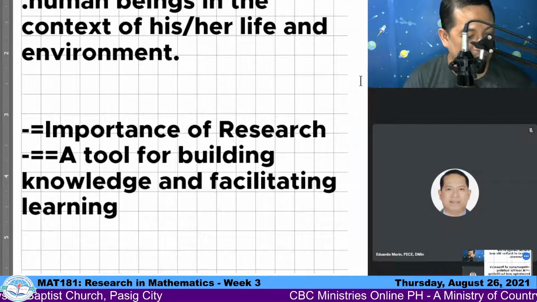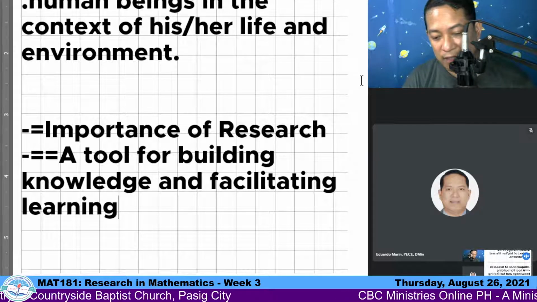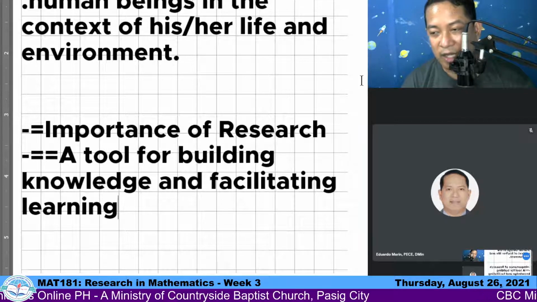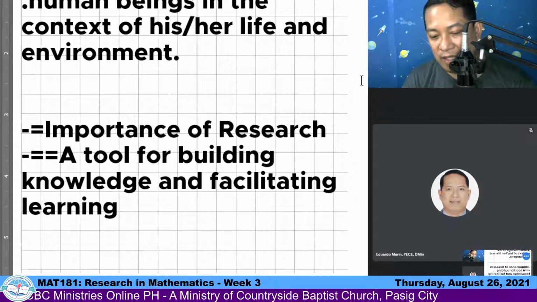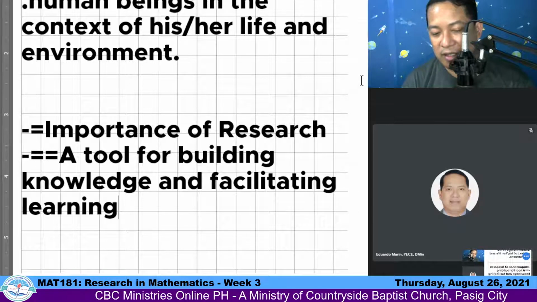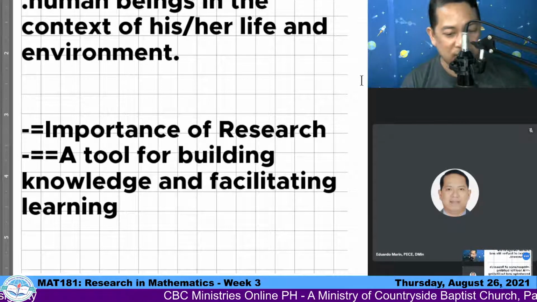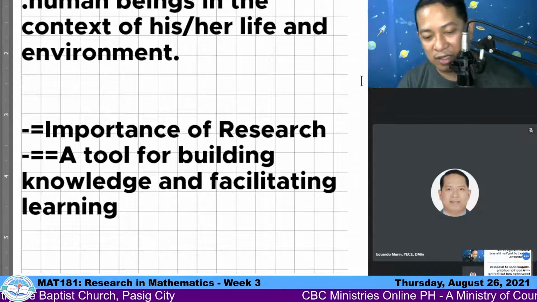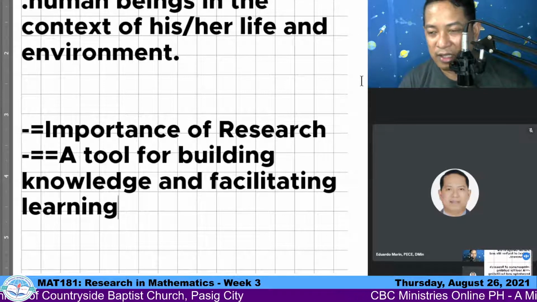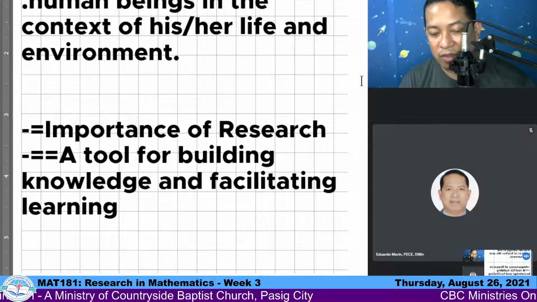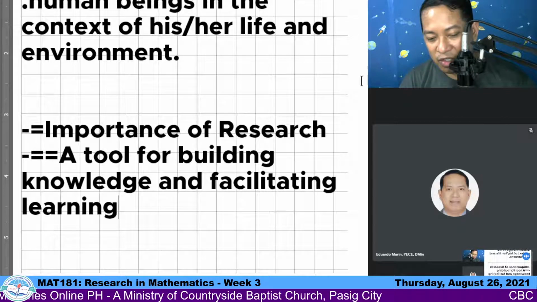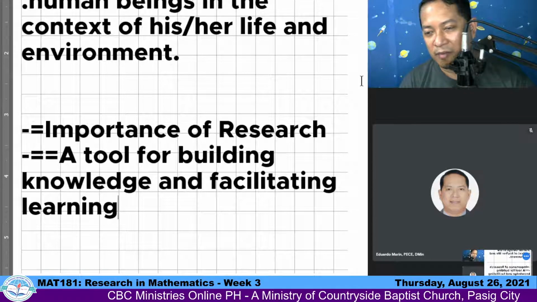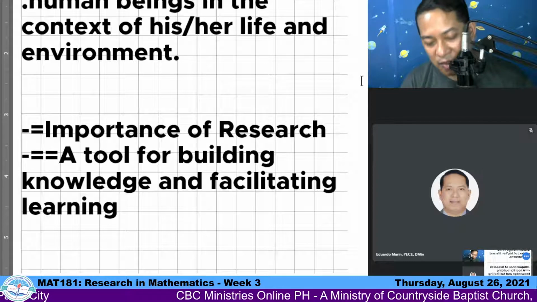So that's it, no? It's for building knowledge and facilitating learning. So for us to continue the development of knowledge, the math a century ago may not be the same as ours, no? So marami nang nagbago. Anong nangyari? Though mathematics is a constant in its substance, the presentation, the method of solution, and other parameters may be different from the previous century.